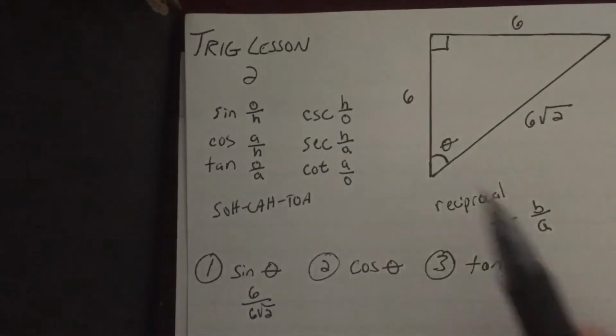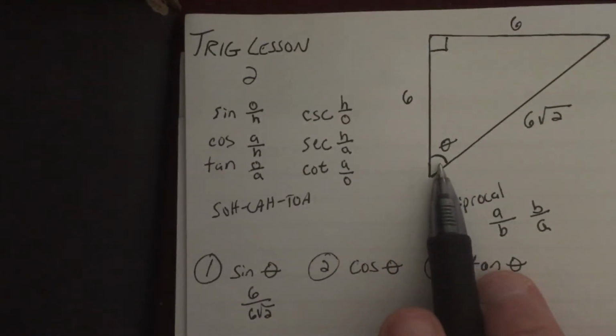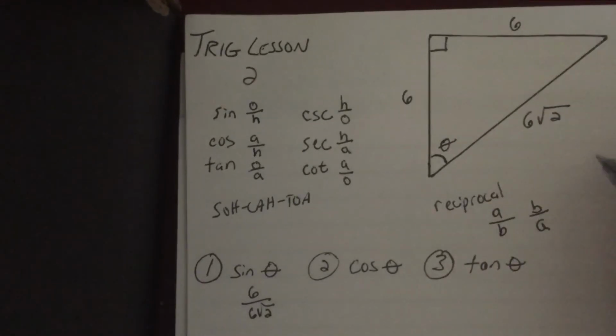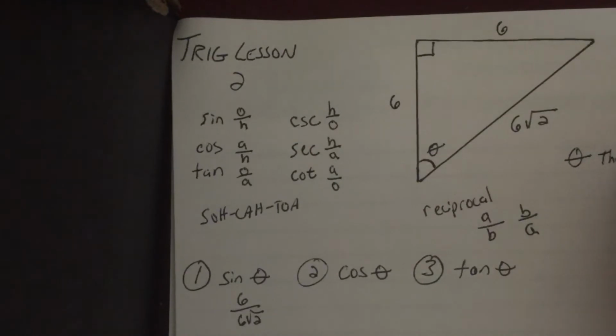What about the cosine? Well, the cosine is the adjacent over the hypotenuse. So here is my angle. Theta is what this is called, by the way. I don't know if I addressed that before. But this symbol, theta, is a Greek letter.